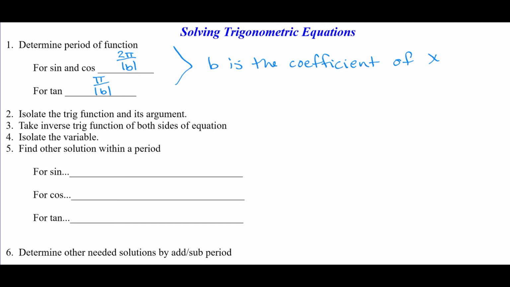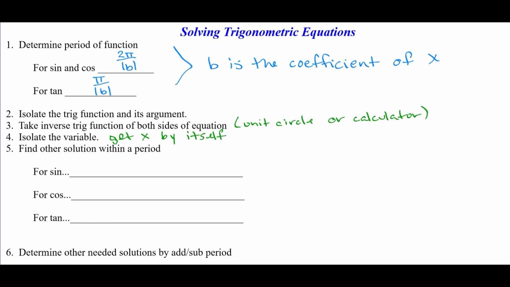Then you're going to take the inverse trig function of both sides of the equation. So this would be done either by using your unit circle if they want exact values, or your calculator if you can give an approximate solution or they tell you to round. Next, you're going to isolate the variable, so get x by itself, and then you're going to find the second solution within one period if it exists.